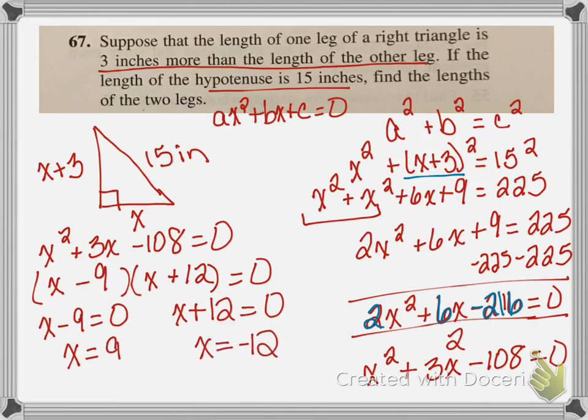Now, we are talking about the length of a side of a triangle. That's what we're talking about. Can it be negative? No. So I have to throw this out. I can't have my negative 12. So if the length of this side is 9 inches, what's the length of my other side? 12. Excellent. 12 inches.